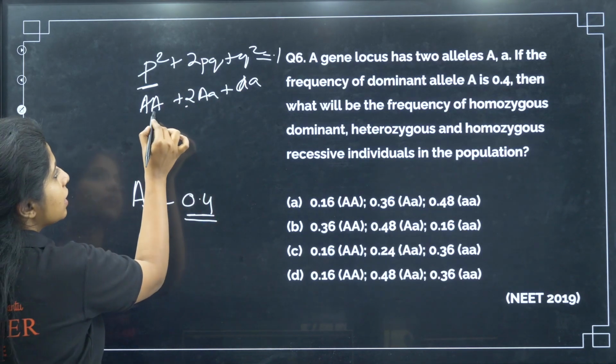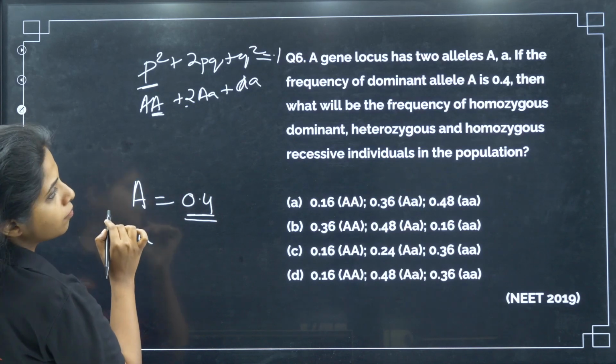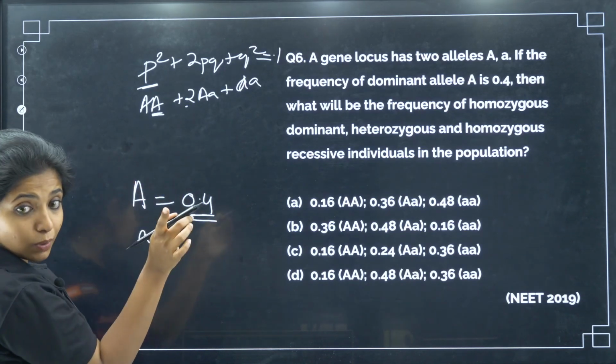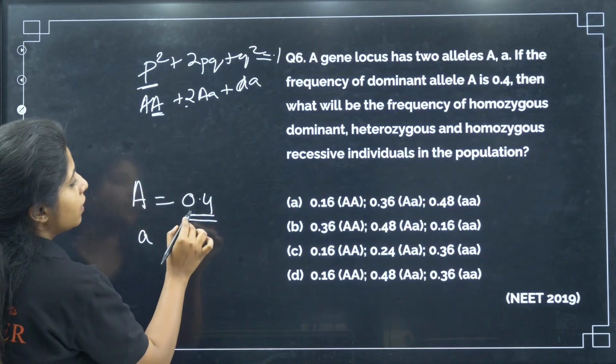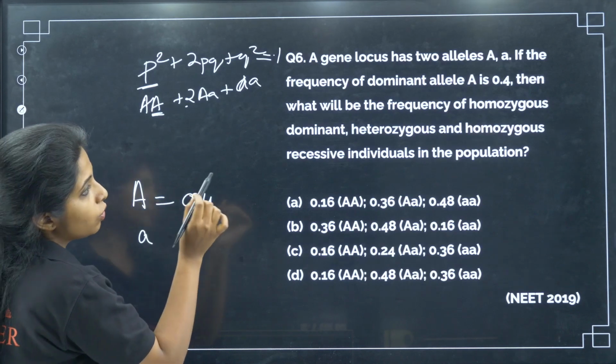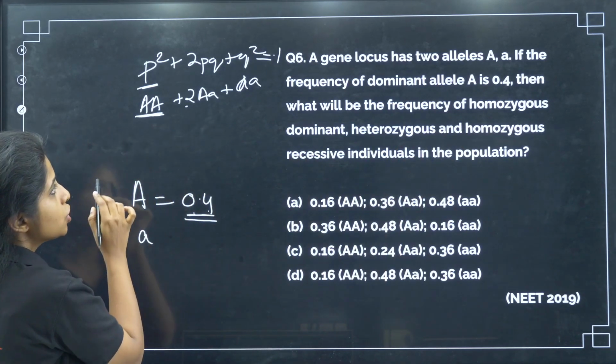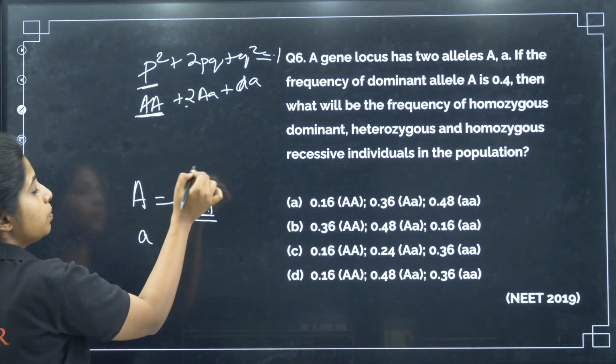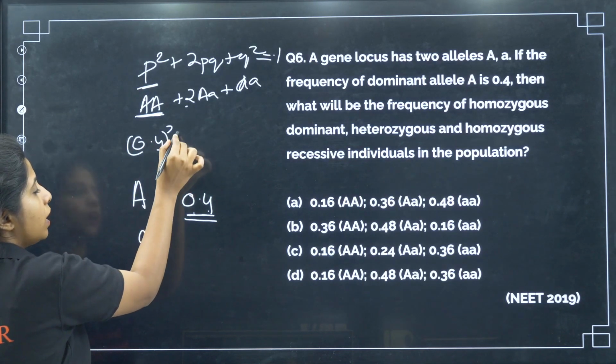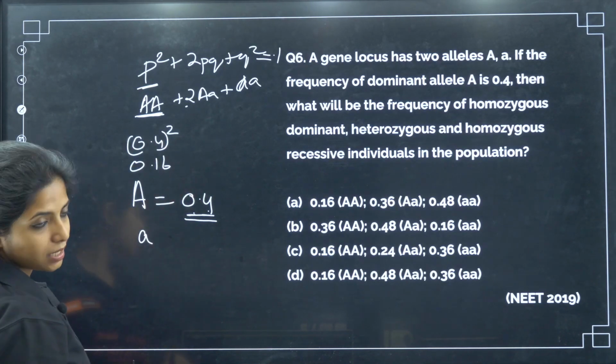So here p's value is given, not p square's value, p's value is given and that is 0.4. Right. Now what do we have to find out? Frequency of homozygous dominant. That means we have to find AA. So what do we do? We do p square. So 0.4 whole square is what? 0.16.